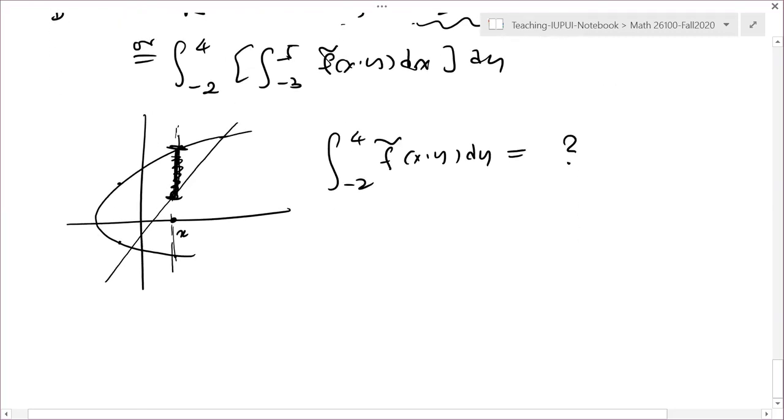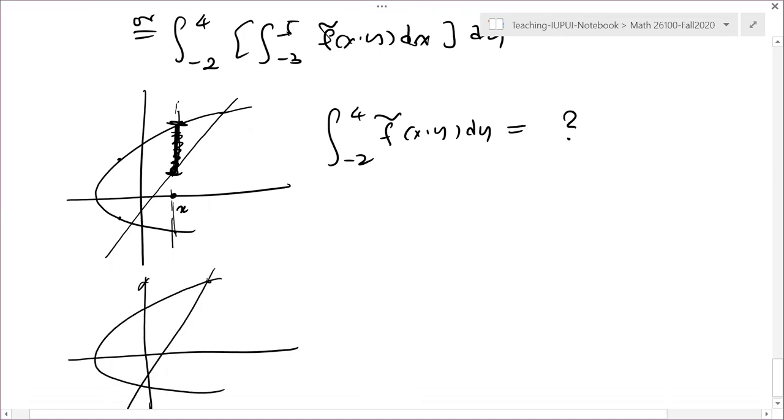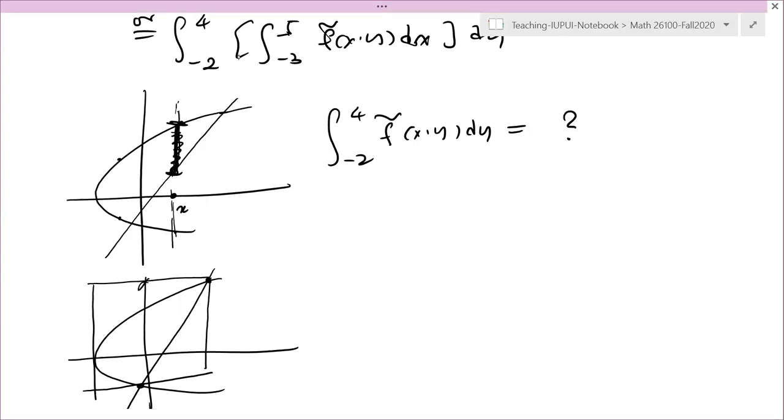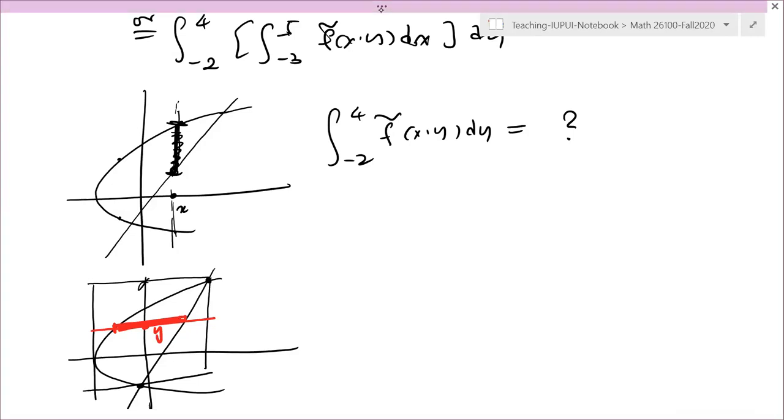Now I switch to the second iterative integral. For the second iterative integral, I still draw the picture here. The lowest point is going to be -2, and the top one is -4. So let me draw it. This time I'm going to fix the y and use a horizontal line. And this part is inside the domain. Outside, f tilde is 0.